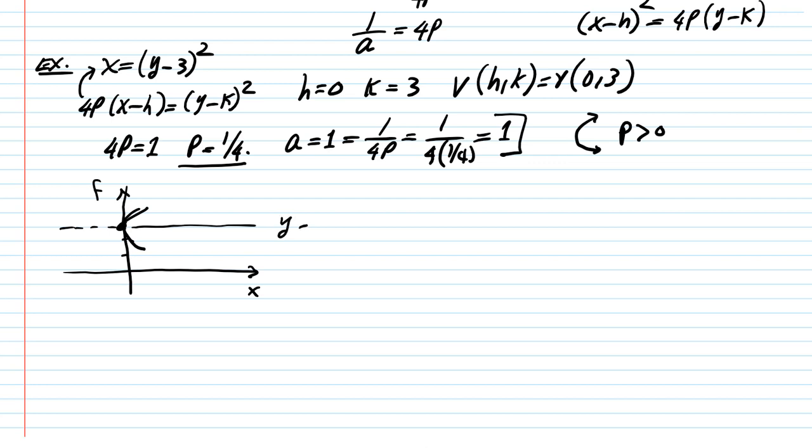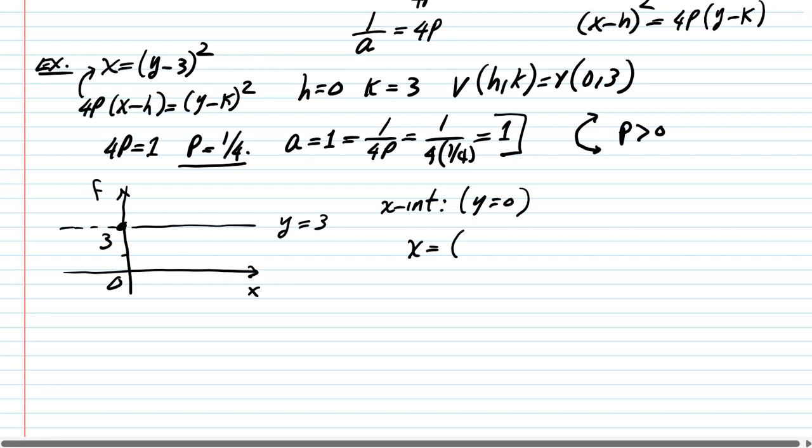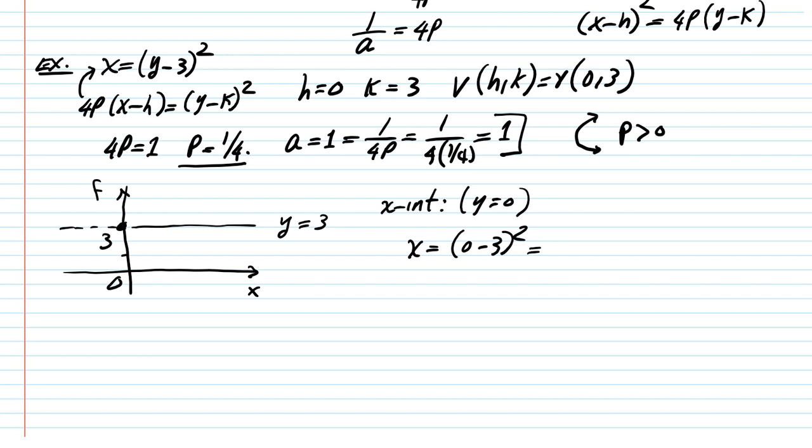Horizontal line equation is y equals 3 in this case. Now, because I'm so close to the x-axis, I want to graph this rather accurately. I'm going to have to find the x-intercept. So how do I find the x-intercept? That's when y is 0. So in the equation, x equals (y minus 3) squared. There, just put 0 for y, and we get 3 squared, or 9. So the x-intercept is going to be at (9, 0).